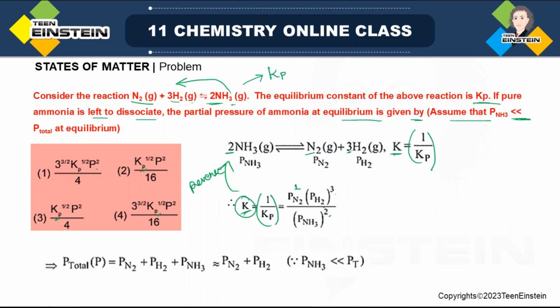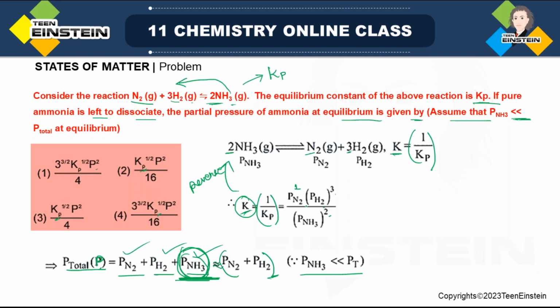Now we will apply the assumption. It is saying that total pressure, which you can also write as simply P, is the partial pressure of all these three species, because once you reach equilibrium, basically you have all these three species together. Now compared to total pressure, as partial pressure of ammonia is very less, it is as if total pressure is equal to partial pressure of nitrogen and hydrogen only. We are ignoring this part. So we are not taking this part, it is removed because of this assumption.